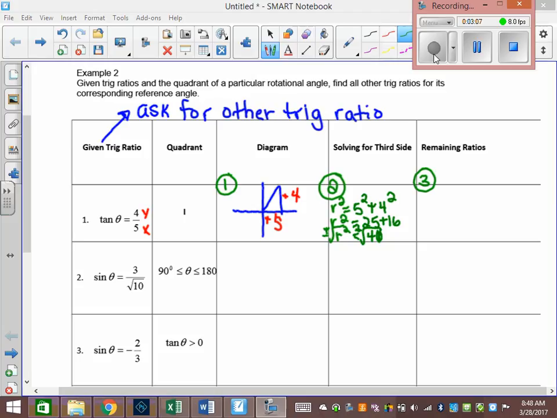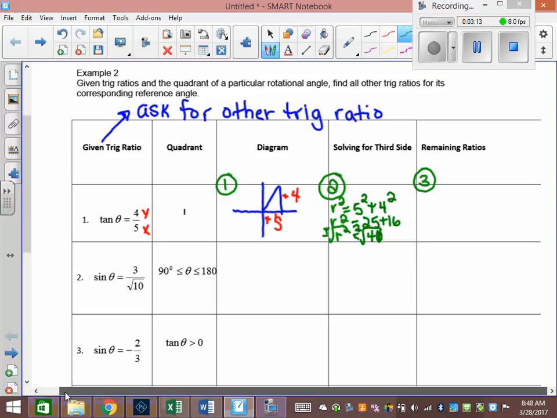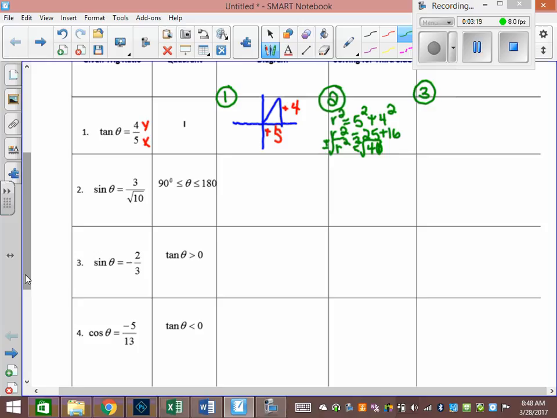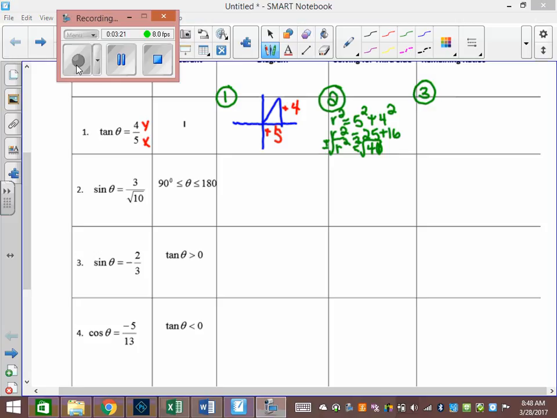So instead of finding all the ratios, I'm going to pick a ratio for you to find in the last box. The ratio I want you to find is cos. You give me cos theta. If not, it's the word cos, which means nothing. You have to have that theta. And then it's x over r. So it's 5 over root 41. But then we want to rationalize the denominator, so root 41 over root 41. So we get 5 root 41 over 41.